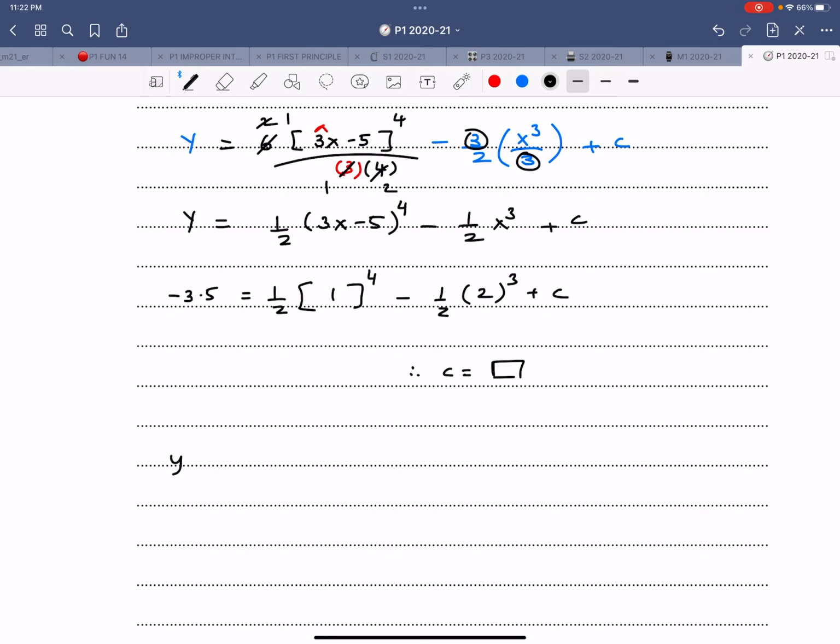y is equal to half bracket raised to the power of 4, minus half x cube, and this thing plus the constant of integration, whether that is positive or negative, plus this value.